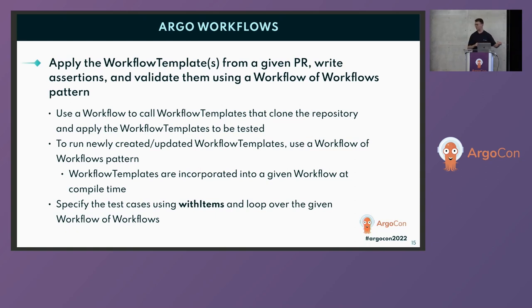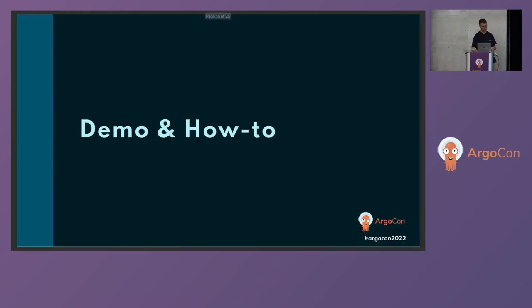And the reason that has to happen in the workflow of workflows pattern is because at compile time, Argo workflows checks a workflow to validate that each template that it calls is present. So if you're making modifications to your templates within the course of a workflow, you actually have to spin up other workflows for those modifications to take place. And I found that out when I was making this demo. And that was a fun thing to do.